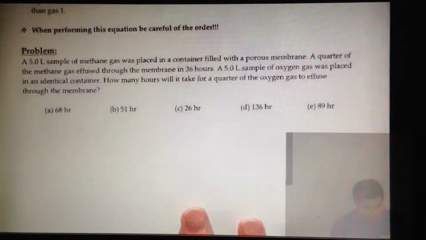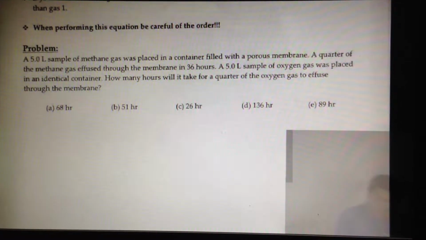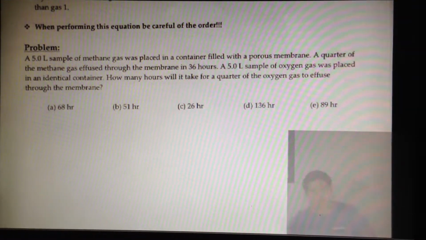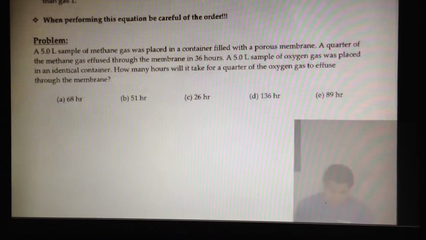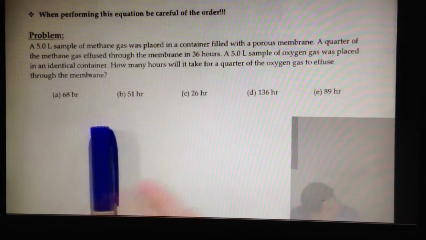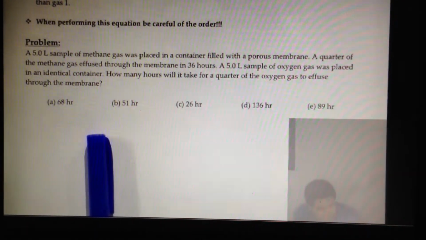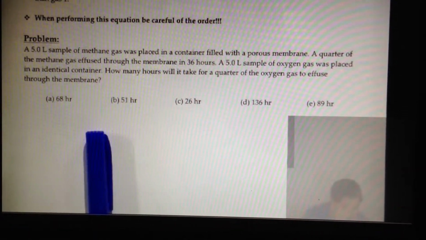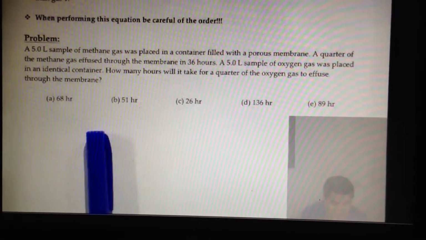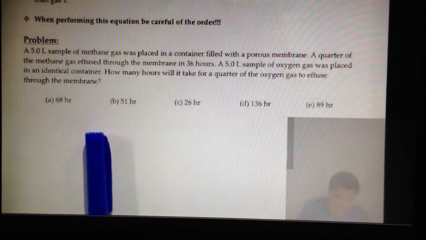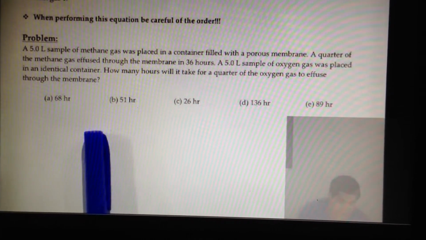So if you read this question, and I know it looks intimidating, it's long, it's like, oh, I don't know. But it's okay. Effusion problems are not that bad. There's really only kind of one way to ask it really tough, but I don't think they're going to do that. All right? So a 5-liter sample of methane gas was placed in a container filled with a porous membrane. A quarter of the methane gas effused through the membrane in 36 hours. A 5-liter sample of oxygen gas was placed in an identical container. How many hours will it take for a quarter of the oxygen gas to effuse through the membrane?